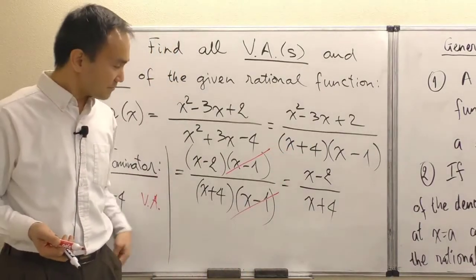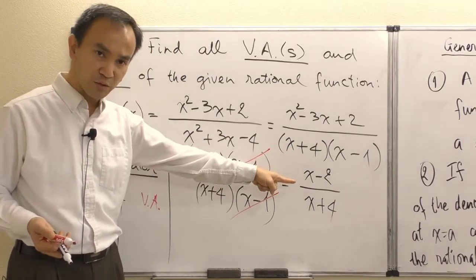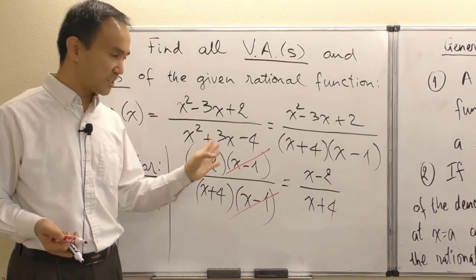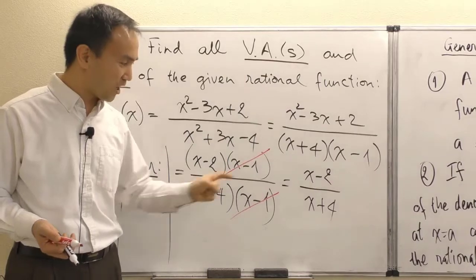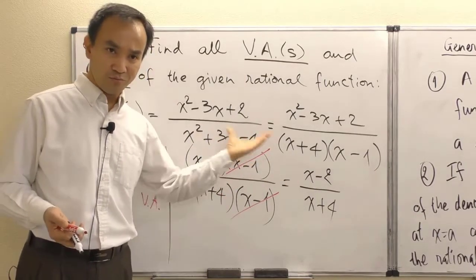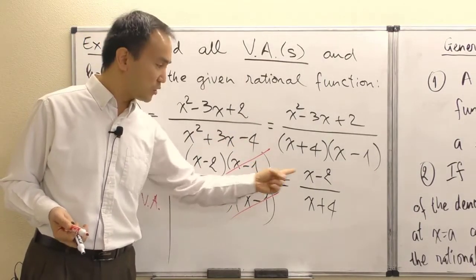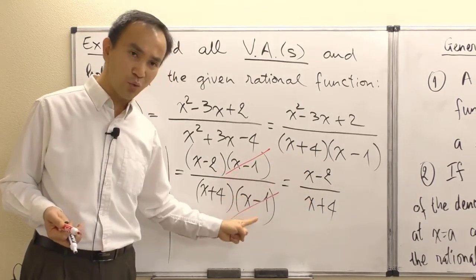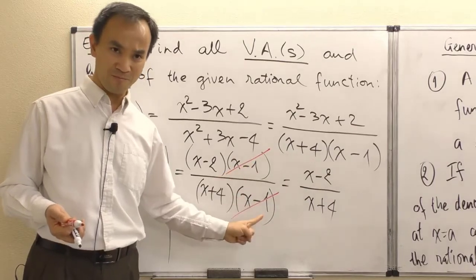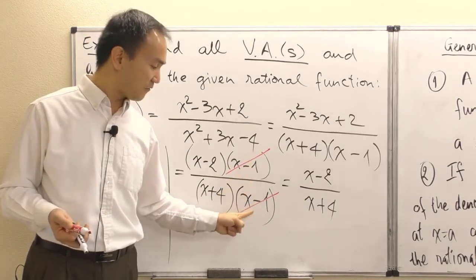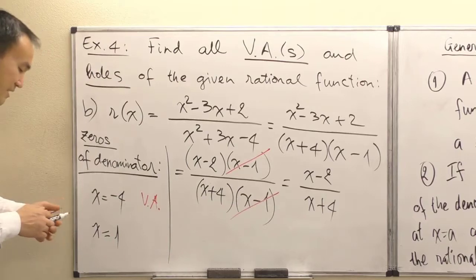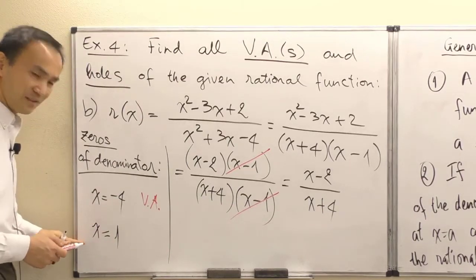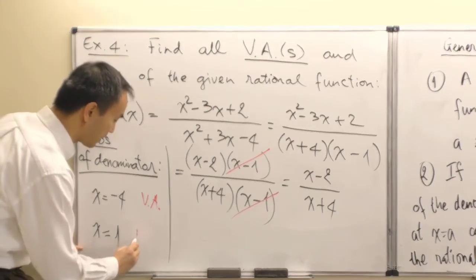Okay? So now canceling that out, we get x minus 2 over x plus 4. So as far as the expression, and as long as we stay away from x equals negative 4 and x equals 1, we can reduce this expression into simply x minus 2 over x plus 4. And so now that factor x minus 1 is completely canceled. All right, that x minus 1 factor is completely canceled in the denominator. And so now we have a clear and solid conclusion. This is not a VA, this is going to be a hole.